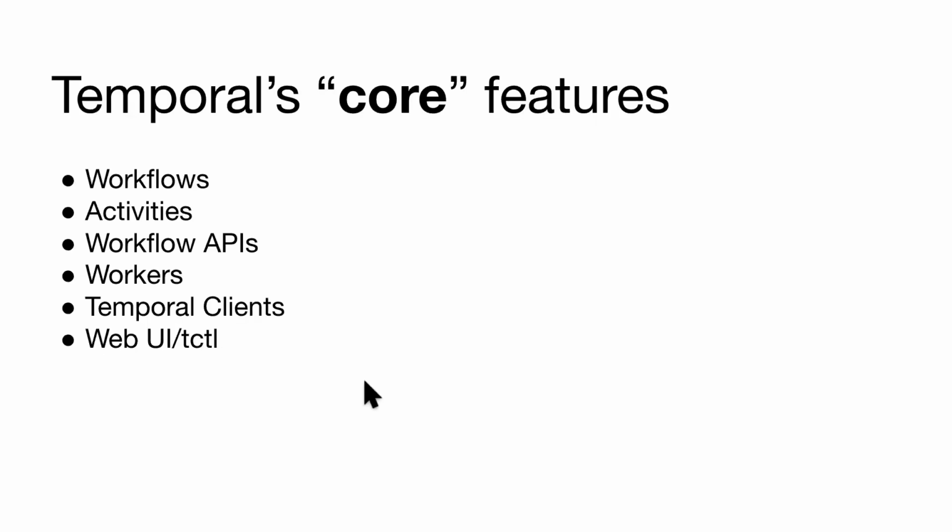So where we're at, and this is still moving, by the way, it's a moving target. Our core features, that's why I put it in quotes, because it's still a moving target, is that we have workflows, activities, workflow APIs, which I'll go into, workers, clients, and Web UI TCTL.